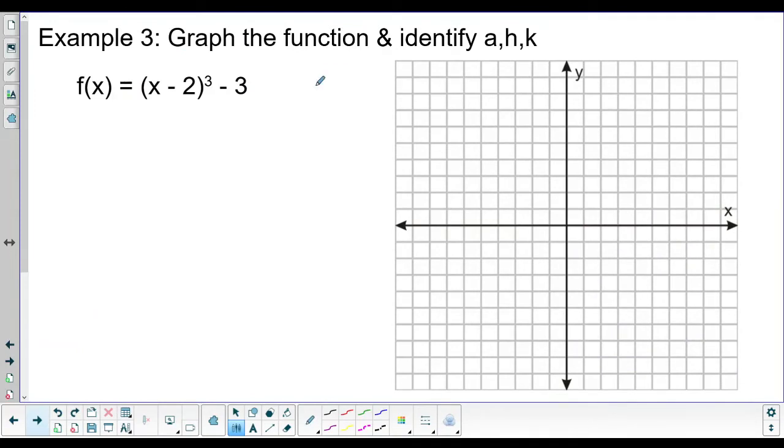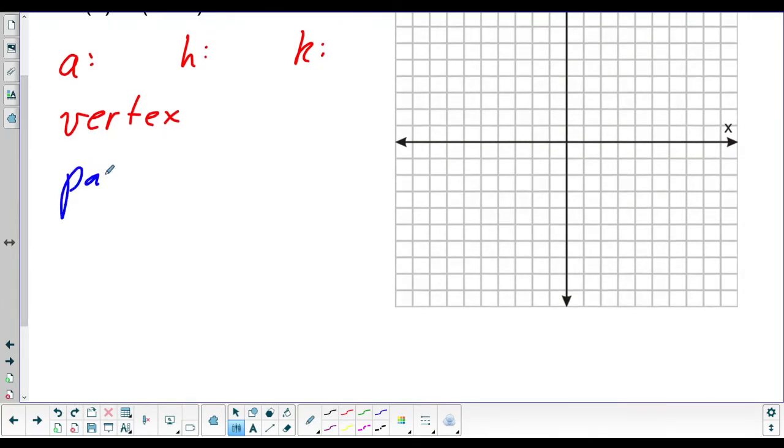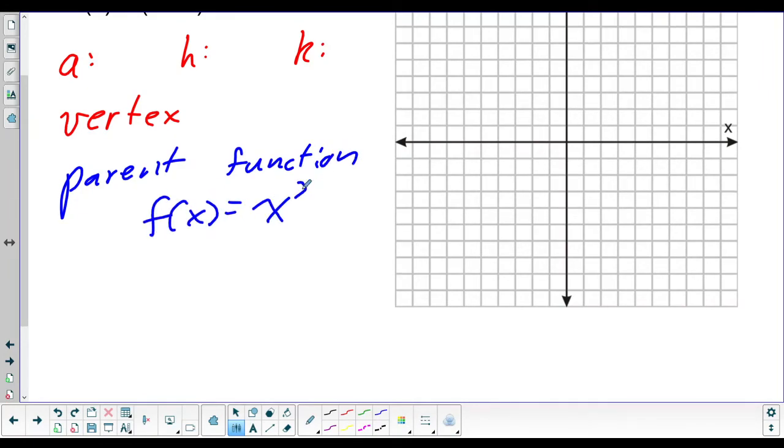All right, let's look at this cubic function. So we're going to get a, h, and k. We're going to get our vertex. But first, let's go ahead and look at the parent function, which is f of x equals x cubed.